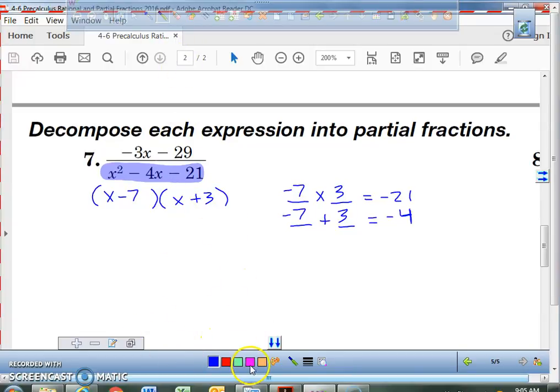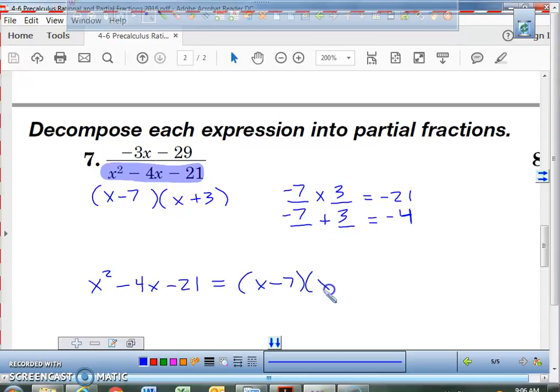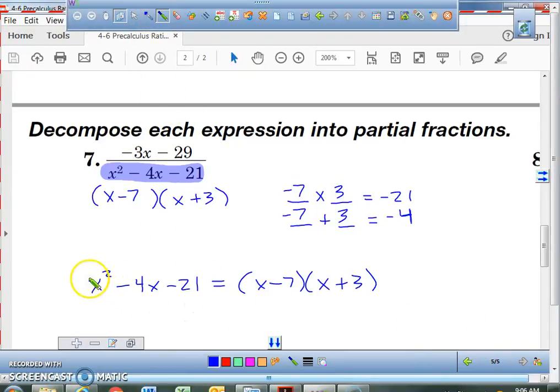Just in case. By the way, all right, one thing I want everybody to make sure you understand is x squared minus 4x minus 21 equals x minus 7 times x plus 3. Now, understand that this product of these two factors equals this trinomial. Now I'm going to show you how to break it down.